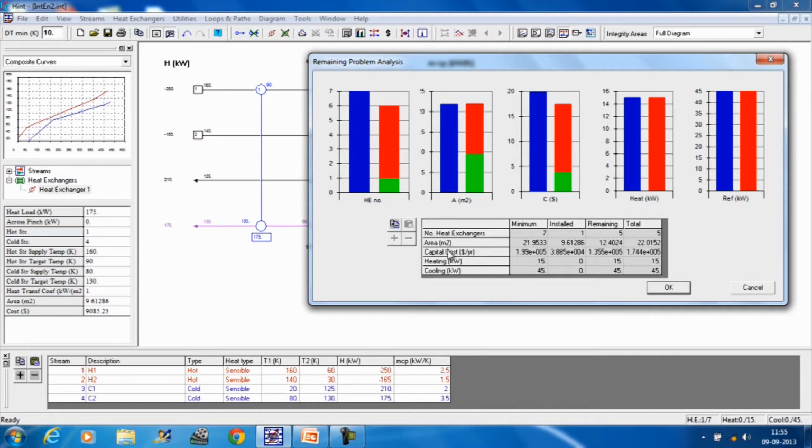Here you see that there are 4 things given: area, capital cost, heating and cooling. These 4 quantities can be used for the remaining problem analysis. However, I am only using the area part of it to demonstrate the remaining problem analysis. You can use any of these 4 for the remaining problem analysis.